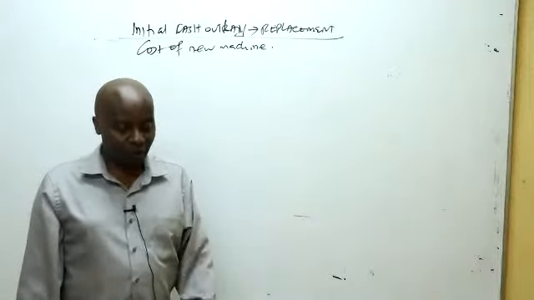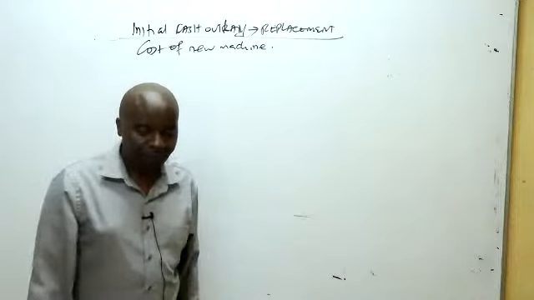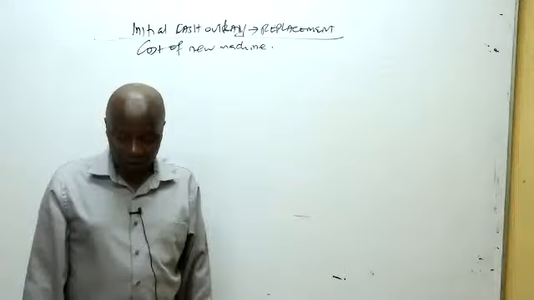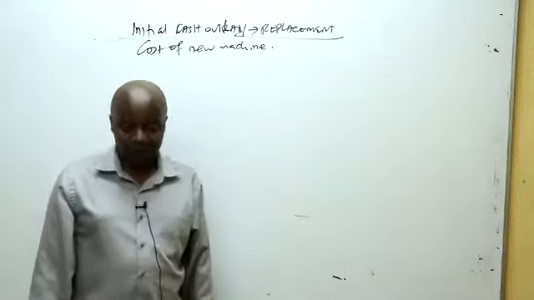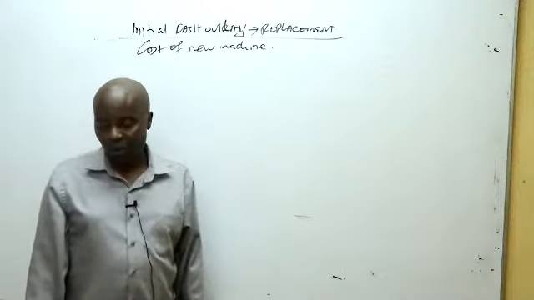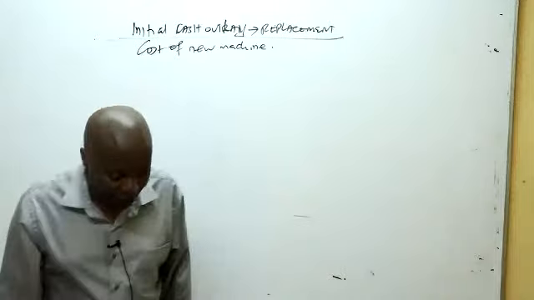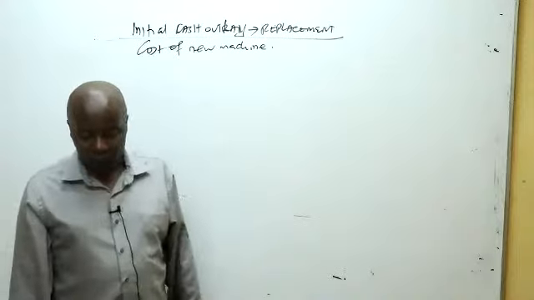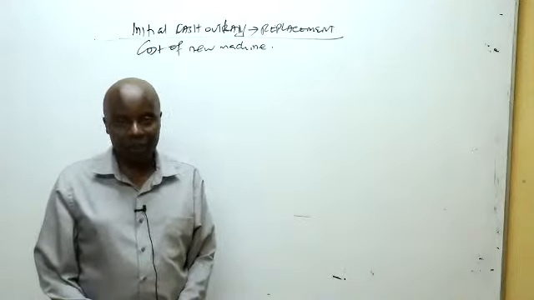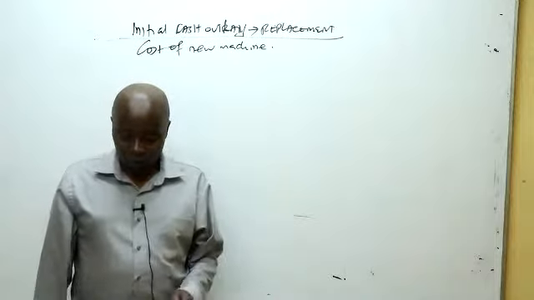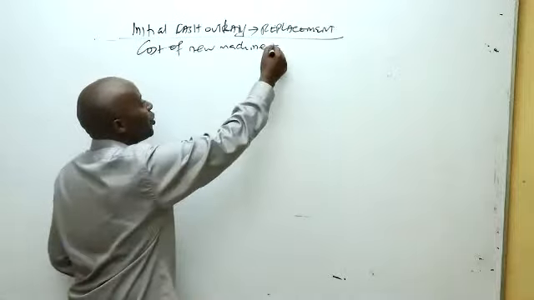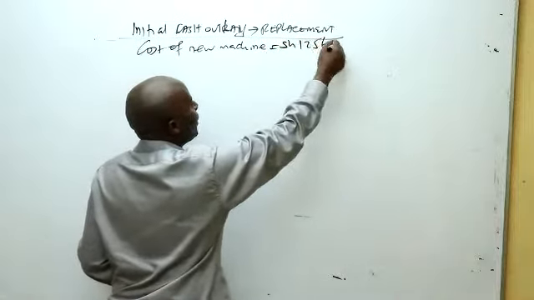So cost of the new machine, what are they telling me there? From paragraph number 2, the cost of the new machine is how much? Somebody. 12.56. In terms of thousands, I'll talk of shillings. 12,560. Thank you very much.